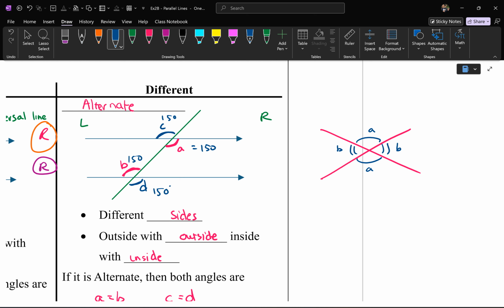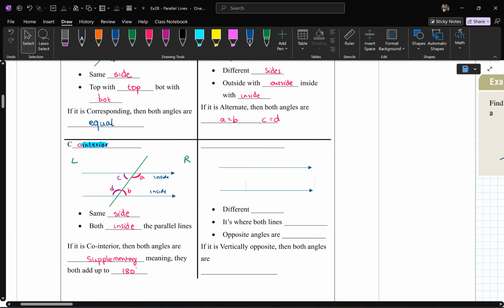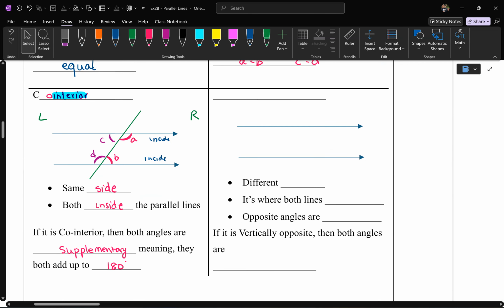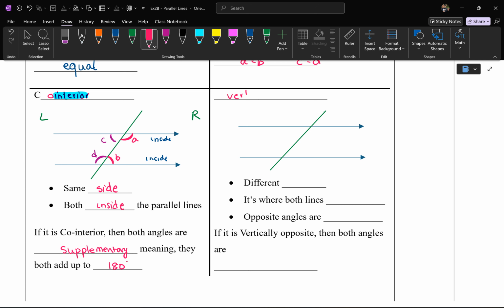Okay, because I'm using two properties there, alternate and vertically opposite. So vertically opposite is what you guys learned yesterday. This is actually the easiest one to remember. So I'm going to draw the transversal line again, and I'm going to repeat what we just had before. So this is your last one. Vertically opposite is the easiest one to find first. Co-interior is your second one. Then your top two are very similar. Okay, so vertically opposite literally is where the intersections are.